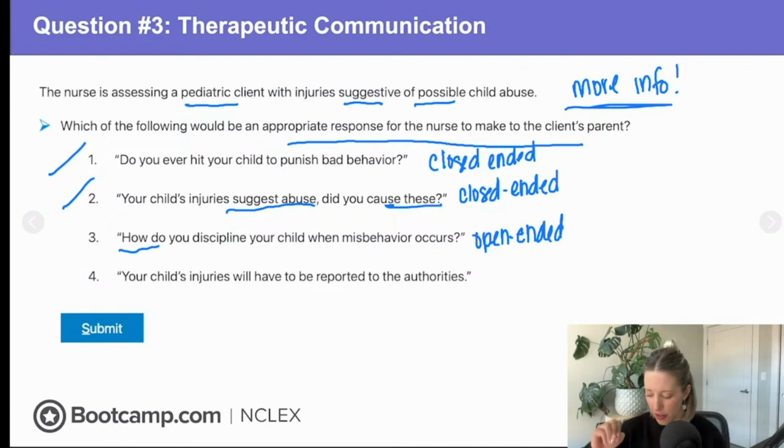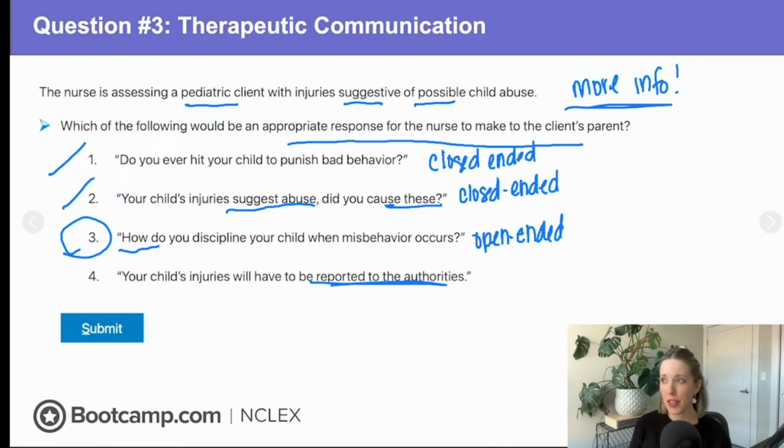But let's make sure that we didn't miss anything. Let's take a look also at number 4. Your child's injuries will have to be reported to the authorities. This really isn't even a question, right? And remember, we said we want more info because we have injuries suggestive of possible abuse. Now, of course, if we do really suspect that abuse is happening, then nurses, as mandated reporters, do have to report that. But before we start jumping to we need to make a report, we want to assess the situation first, right? Get a better picture of what's happening before we decide if this is even necessary, right? So I'm liking number 3 as well.